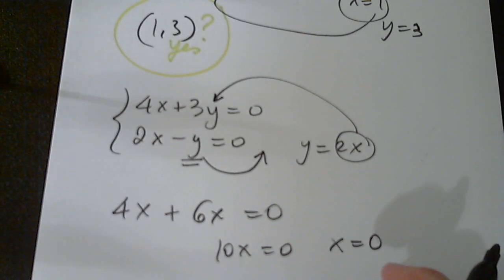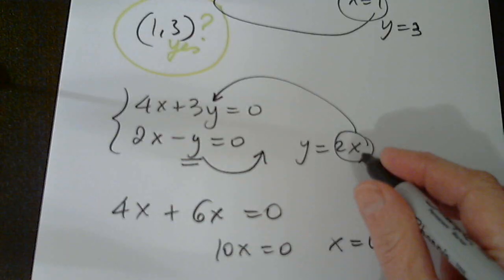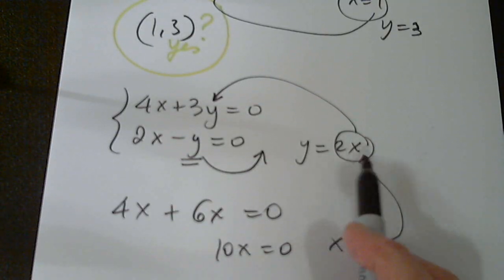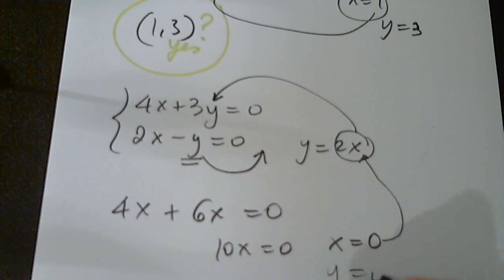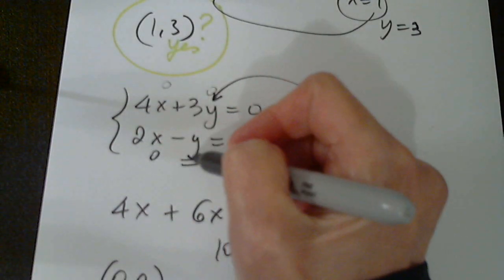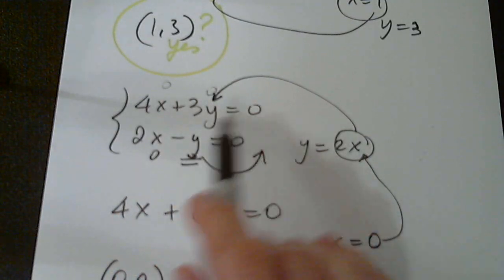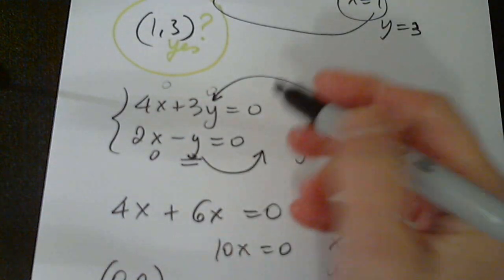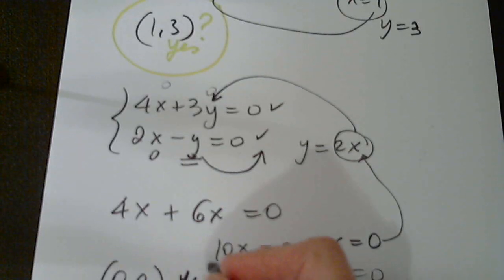Is this good enough? No, because I have to determine y. 2 times 0 is also 0. So it turns out that this system is also consistent. The equations are independent, and the only solution is 0, 0. Is it true? I don't know. Very simple. 0, 0, 0, 0. 0 plus 0 is 0. 0 minus 0 is 0. Done, yes.